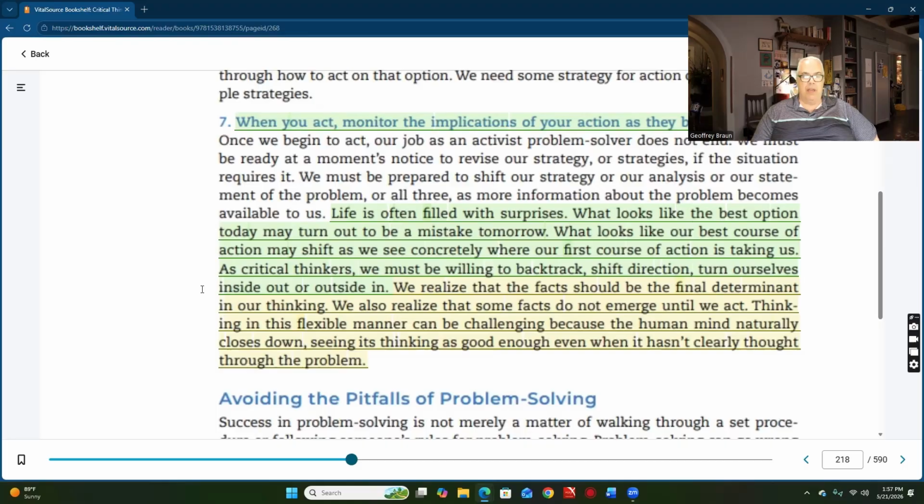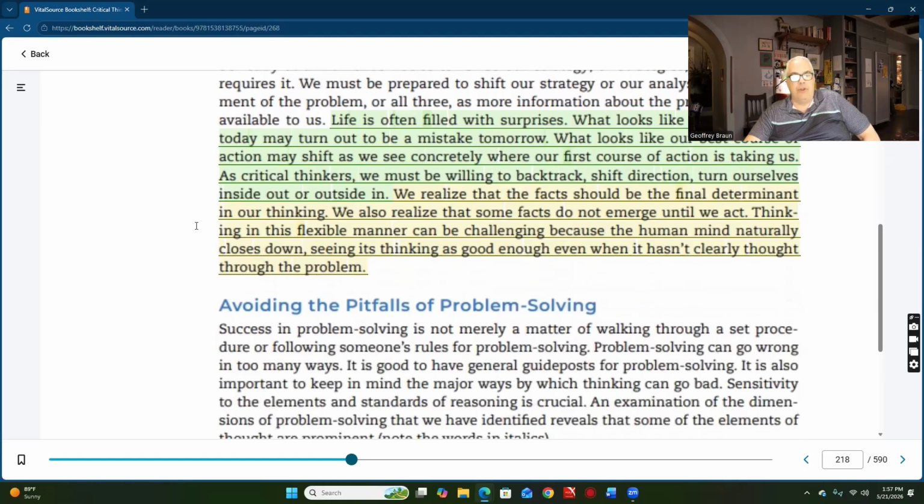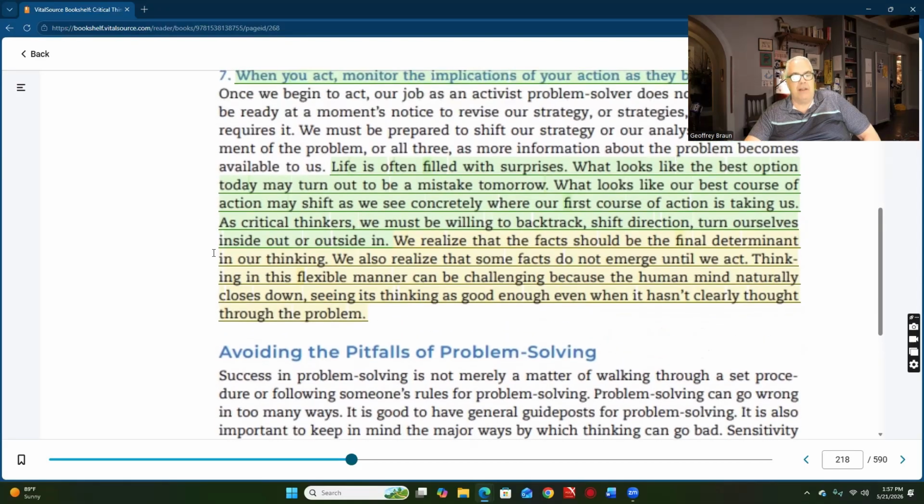People didn't know that they needed PCs, personal computers, right? Maybe they didn't. Maybe we don't. But a need was established. You know? Believe me, advertisers and marketers will create a need. And many of us are duped into believing that there's a need, right? We also realize that some facts do not emerge until we act.